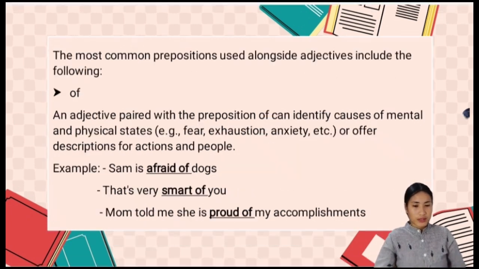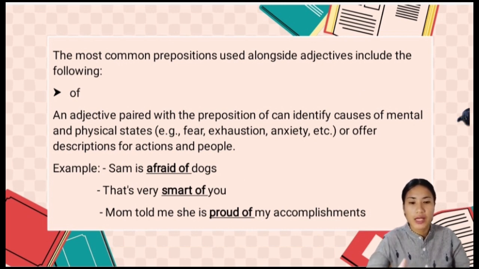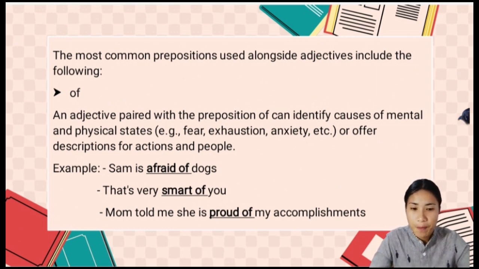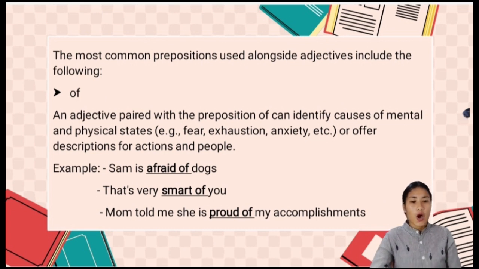Alright, let's look at the most common prepositions used alongside adjectives. We start from preposition of. Let's look at the explanation about preposition of with adjective. An adjective paired with the preposition of can identify cause of mental and physical states, for example fear, exhaustion, and anxiety, or describe actions and people.